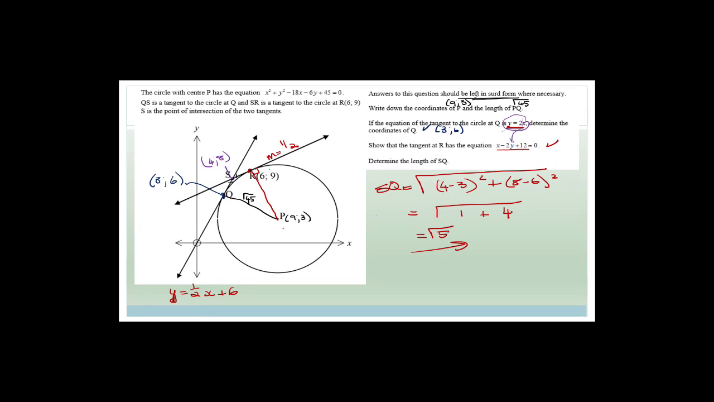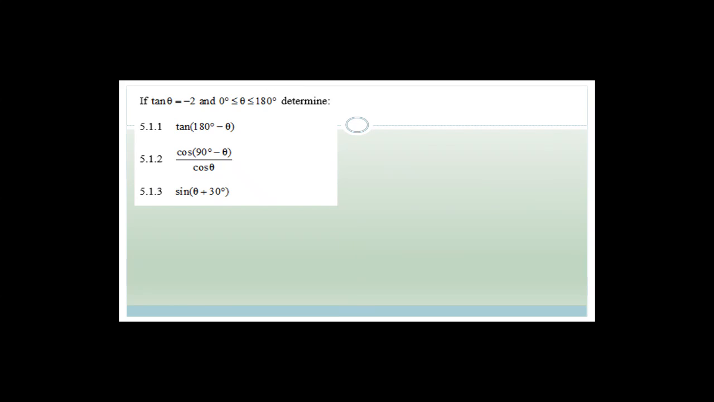Right, let's do the next question. Okay, so now we're moving on to trig.